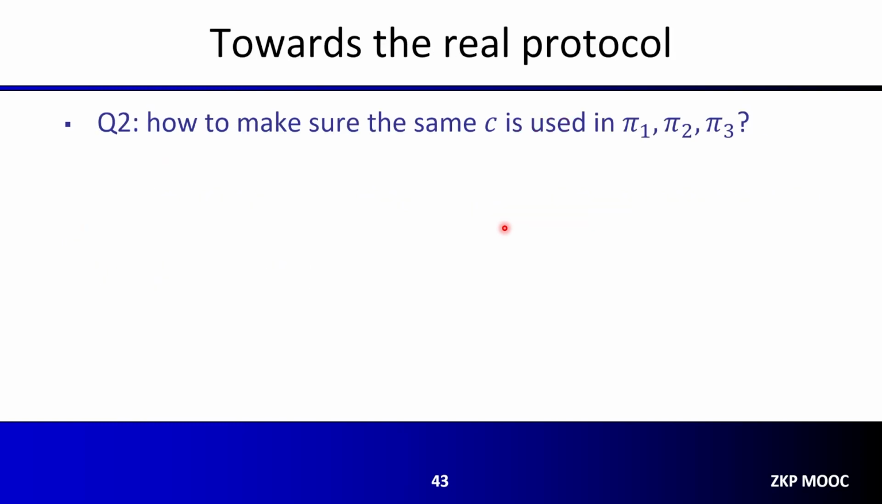Then the second problem is somehow related to the first problem. With the knowledge of exponent assumption and GGM, we can make sure that the prover is using the public keys to generate these proofs. But there's no guarantee that the prover is using the same coefficient, the same extended witness, to compute pi1, pi2, and pi3.